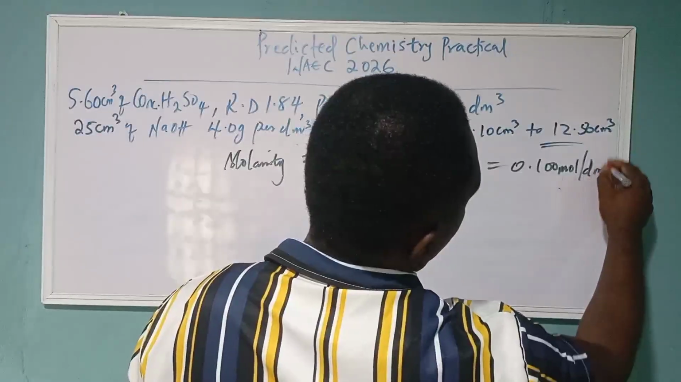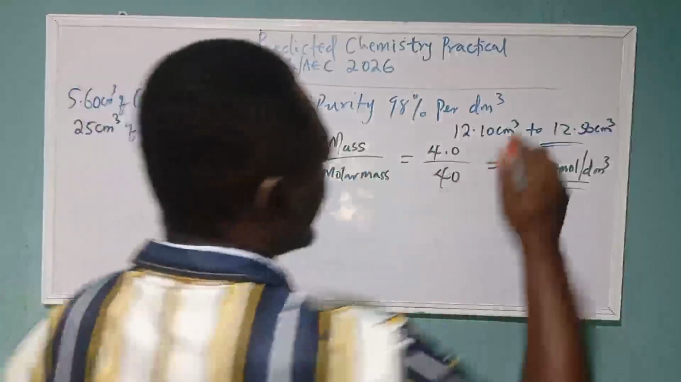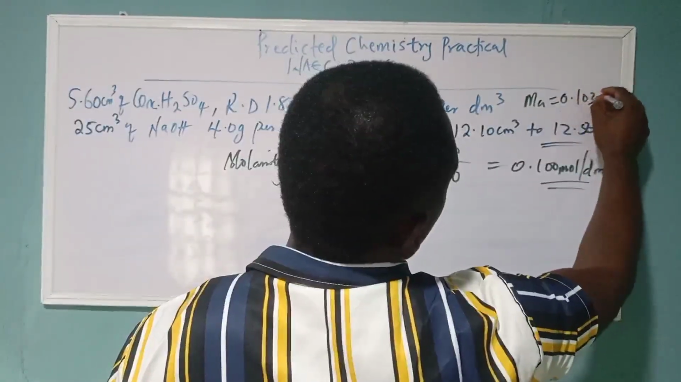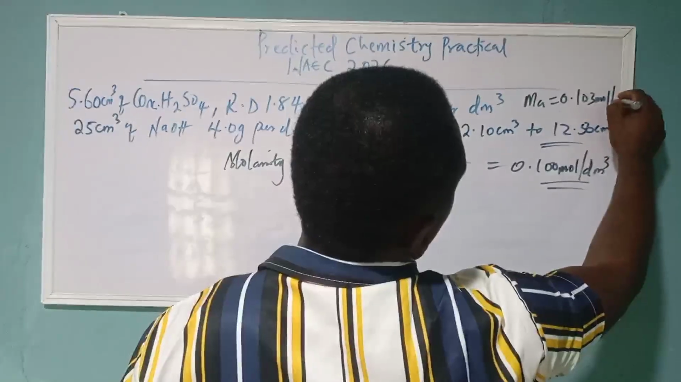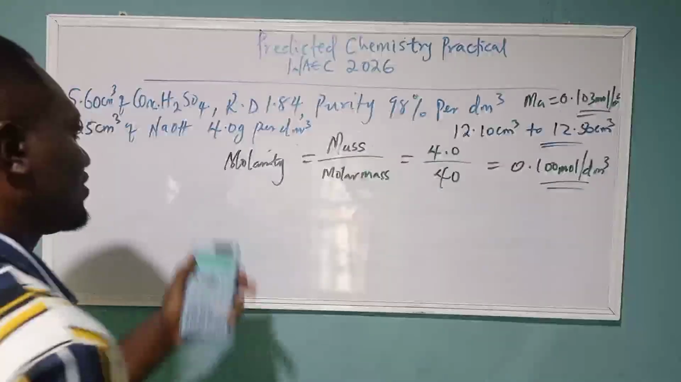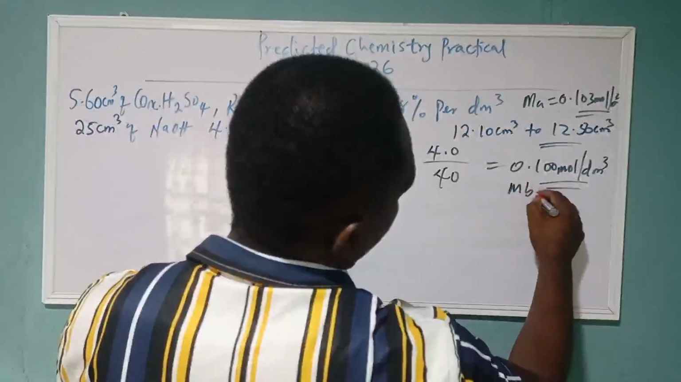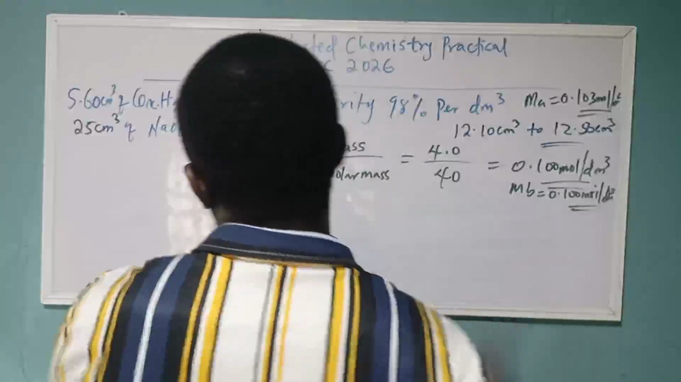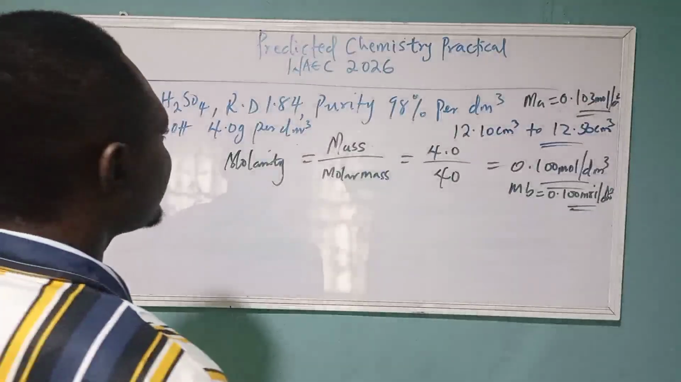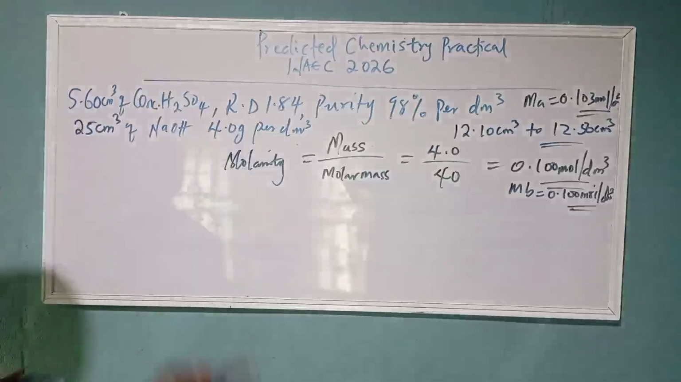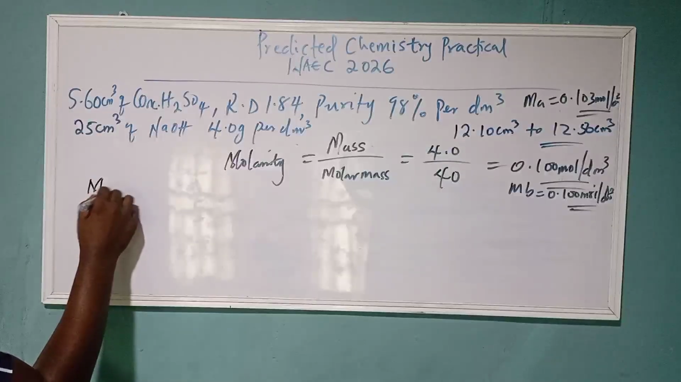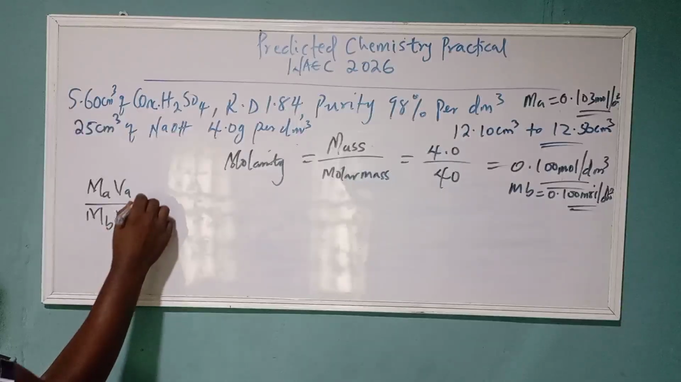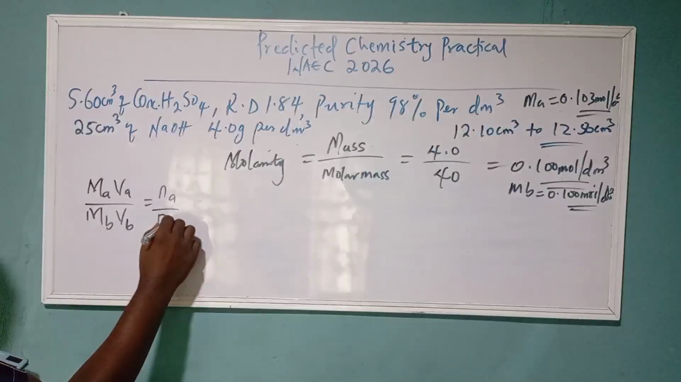Let's not forget our MA was 0.103 mole per dm³. Let's put it there because we're going to be using it. So this is our MB, 0.100 mole per dm³. The next thing we are going to do now is to recall the formula that says MAVA over MBVB is equal to NA over NB.